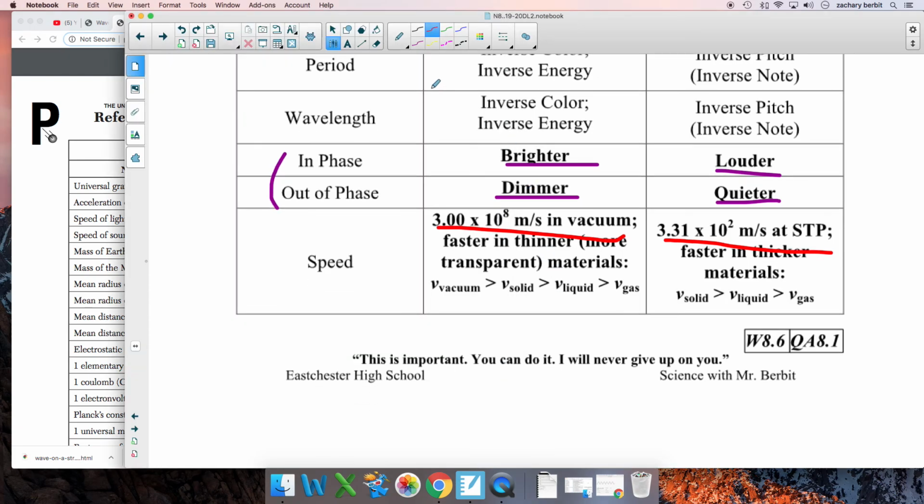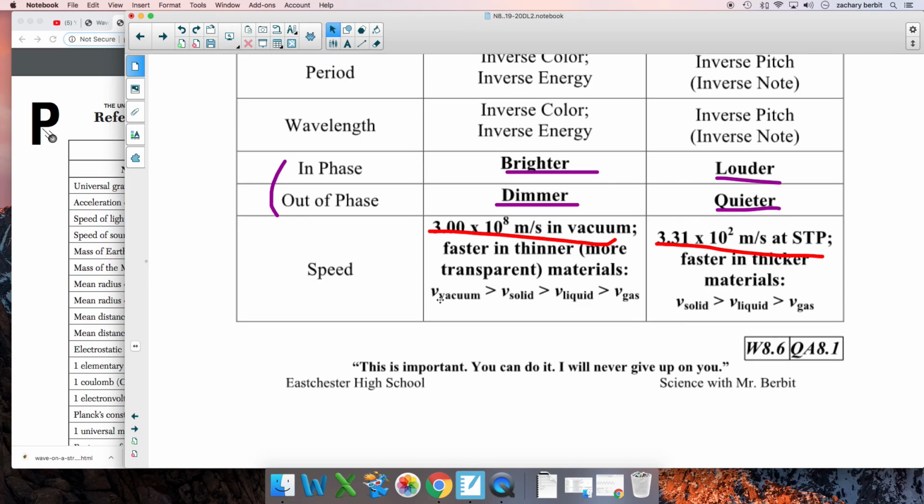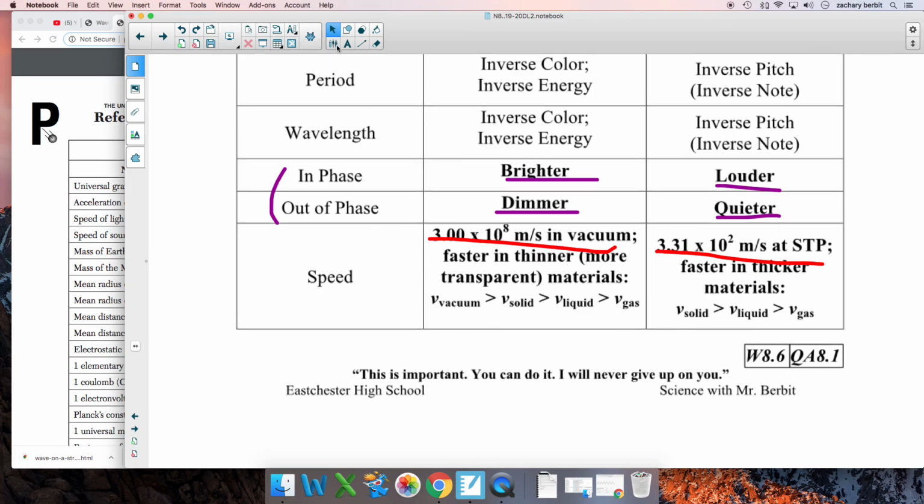And then you should realize that light is actually inhibited by or slowed by materials. So it goes the fastest in a vacuum, and then it slows down as you move along here. Oh, this graphic is backward. Correction: the next fastest material for light is gas, then liquid, then solid is going to be the slowest for light. Sorry about that.